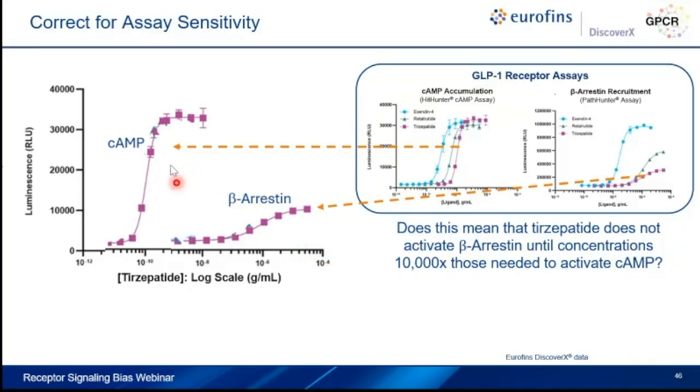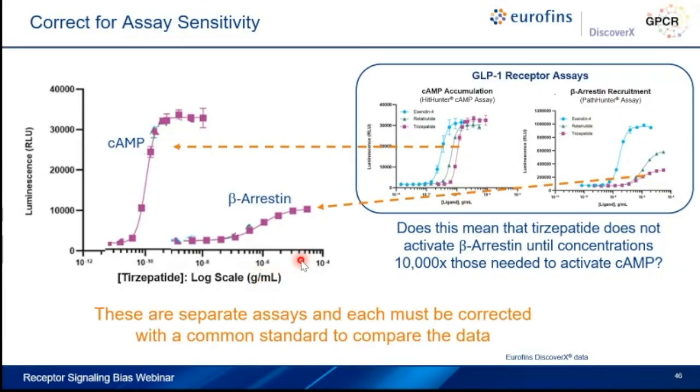What's happening here is cyclic AMP assays are very much more sensitive than beta-arrestin assays. So I can't just simply cross over. That's why I normalized to a standard within each assay. Then I can cross over.